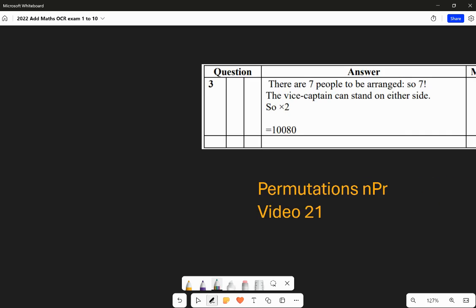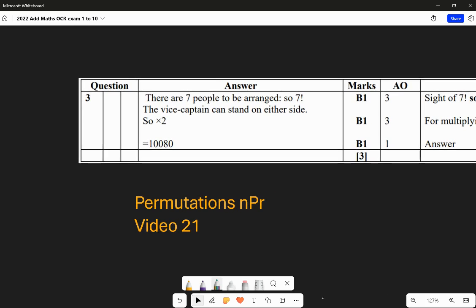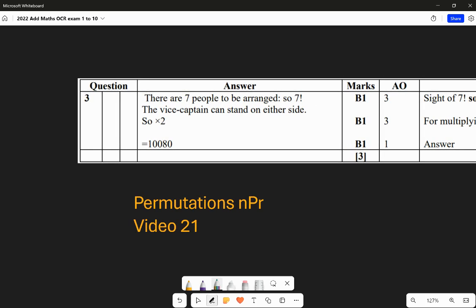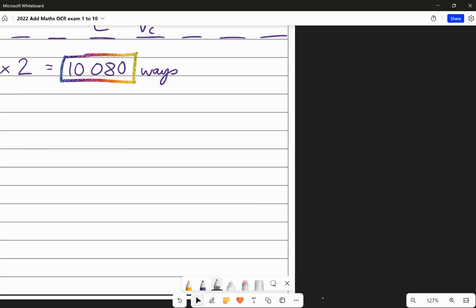Okay, let's have a look at the mark scheme. It just says, 7 factorial for the people to be arranged other than the vice captain and the captain. And for the vice captain, there are 2 options, they can stand on either side, so times by 2. If you need more help with permutations, video 21 on Barrow Maths is where to go. Question 4.